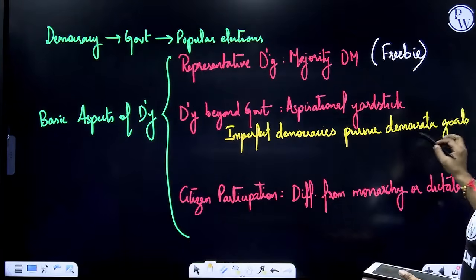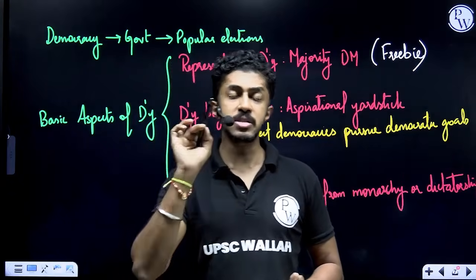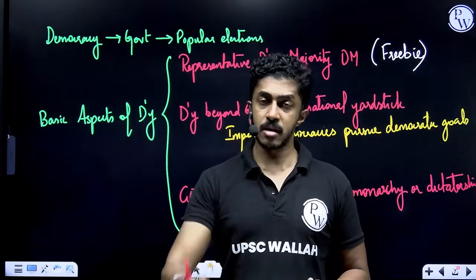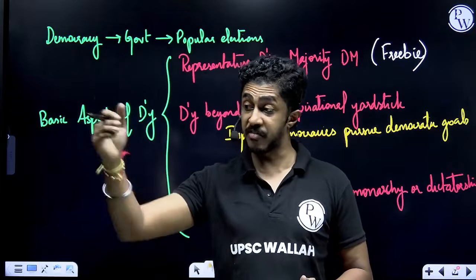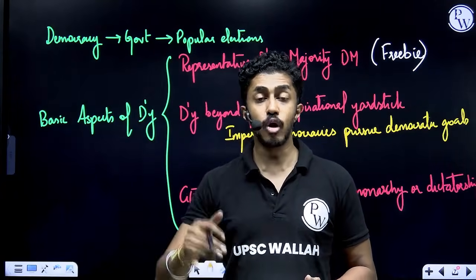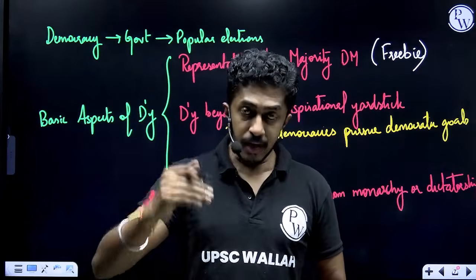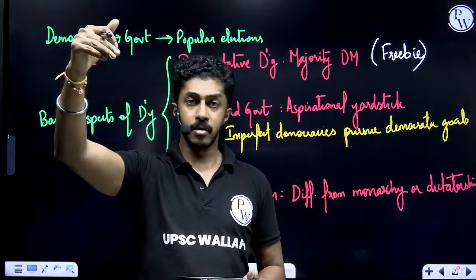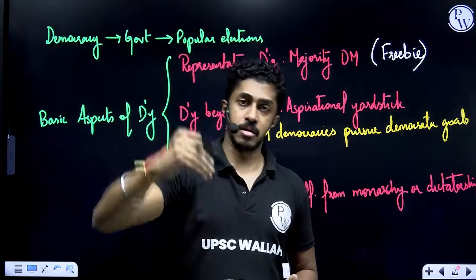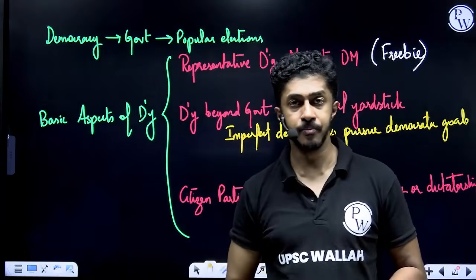Imperfect democracies pursue democratic goals. That means one must understand here, no democracy is perfect. Neither the American democracy is perfect, nor the French democracy, nor the Indian democracy. But what are they trying to do? They are all trying for perfection. They are trying to make it more and more perfect. And that is the aspiration here, to become better as a society, as a country. How? Through democracy.